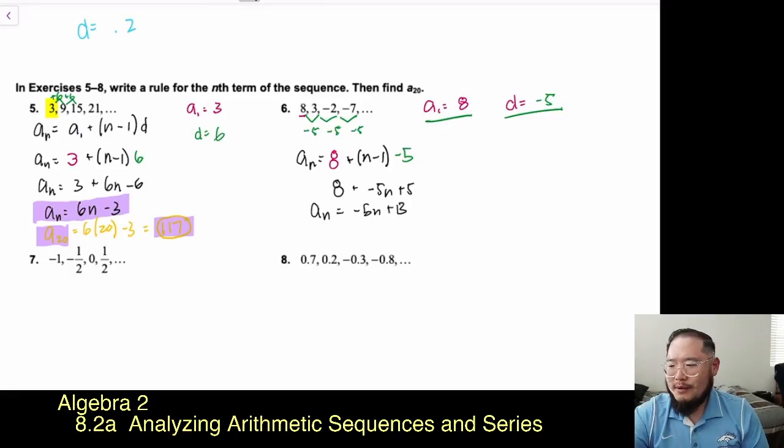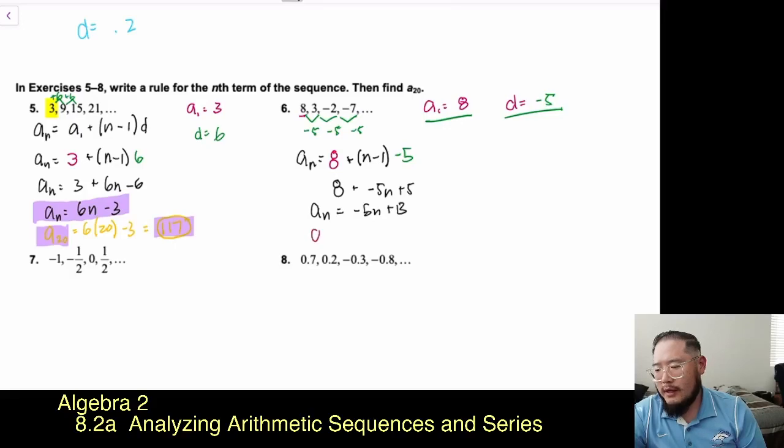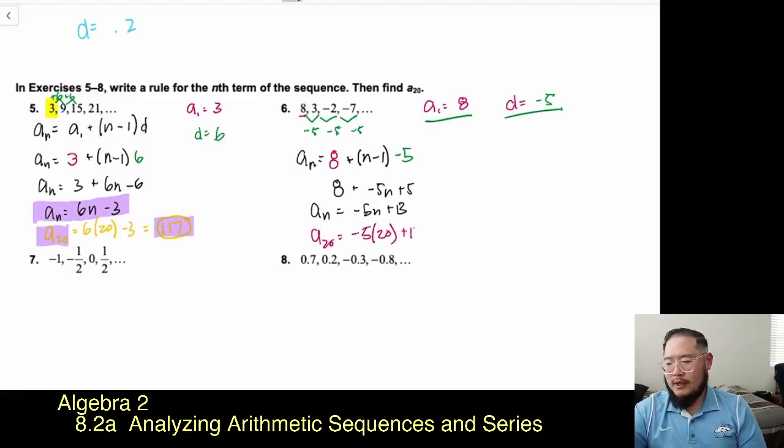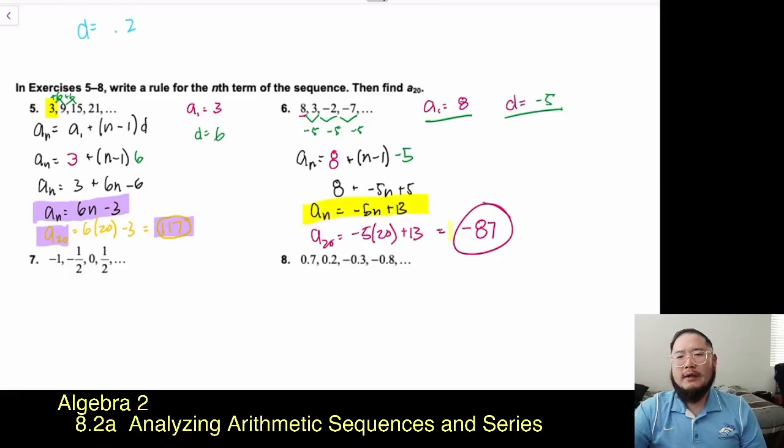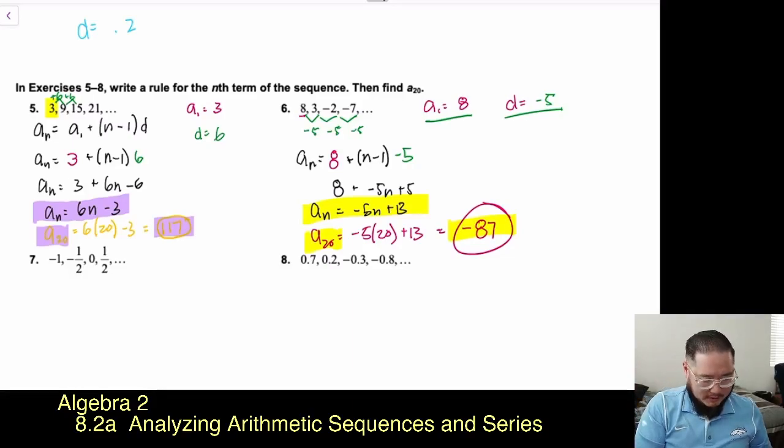They ask for you to figure out what is the 20th term. And the 20th term, a sub 20, we got negative 5 times 20 plus 13. So we got negative 100 plus 13, and that right there is going to be equal to negative 87. Okay, so once again, we got 2 parts to our answer. One is finding the nth term, the rule, and then the next one is finding the 20th term. All right, so as long as you know that equation, you'll be in good shape right here.